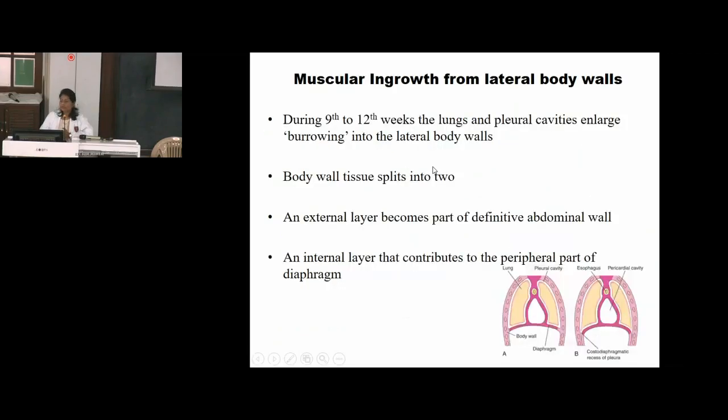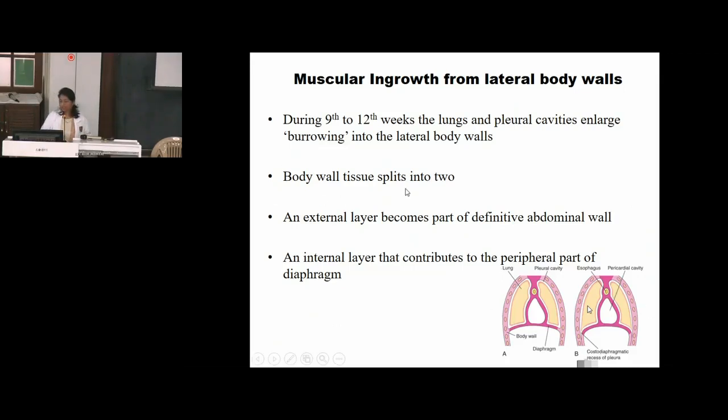Further, there is the growth of the lateral body wall. Muscles are developing here. The lung is growing, and that is how the pleural cavity grows towards the lateral side. But towards the medial side, from the septum transversum, the central tendon is formed. Towards the lateral side, as this pleural cavity is growing, recesses are formed. What are these recesses? Recess means space. The costodiaphragmatic angle is formed, and in that the recess is formed.